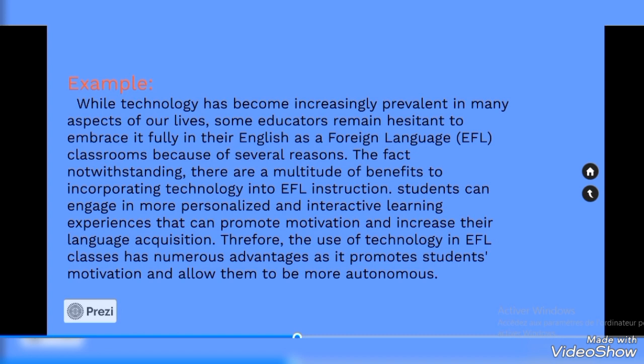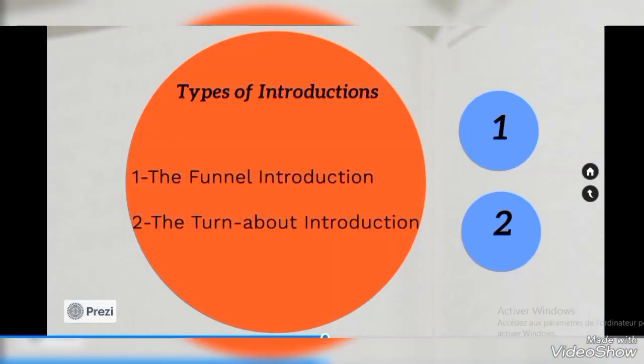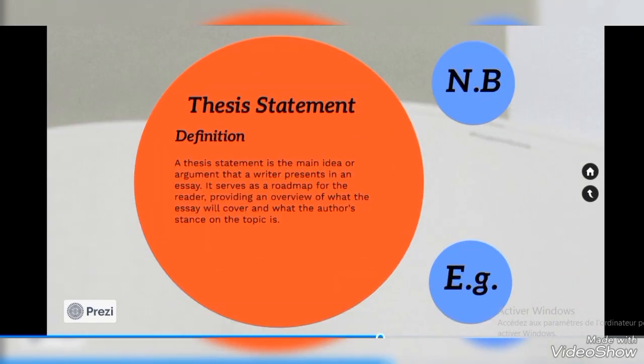Now, let's move to the thesis statement. So the thesis statement is the main idea or argument that a writer presents in an essay. It serves as a roadmap for the reader, providing an overview of what the essay will cover and what the author's stance on the topic is. So simply, the thesis statement is the main point of the essay. It should be clear, concise, and directly related to the topic.